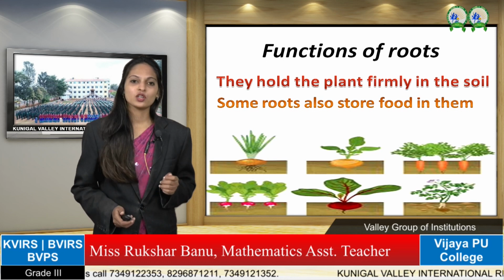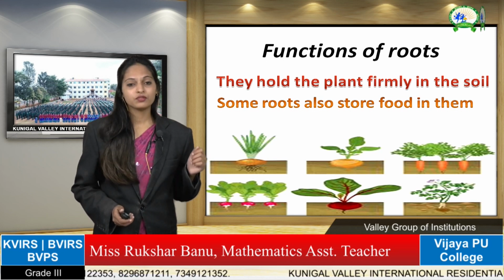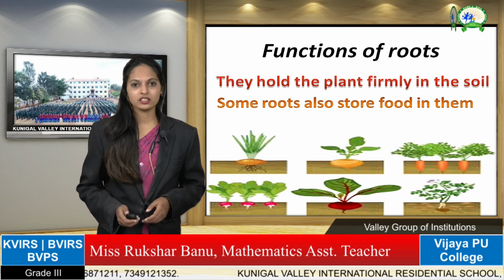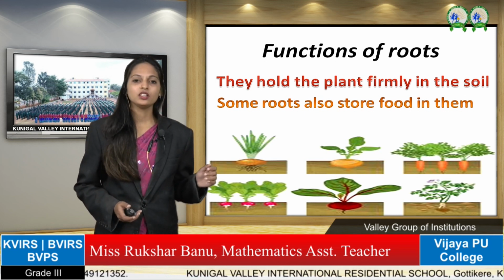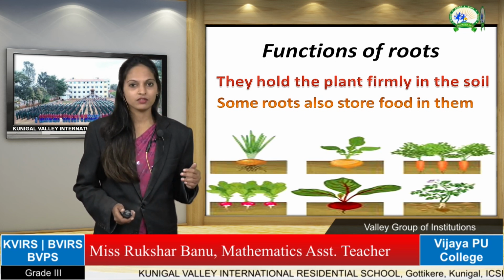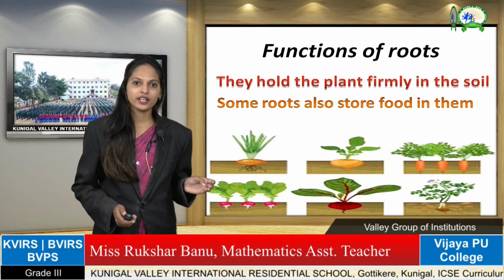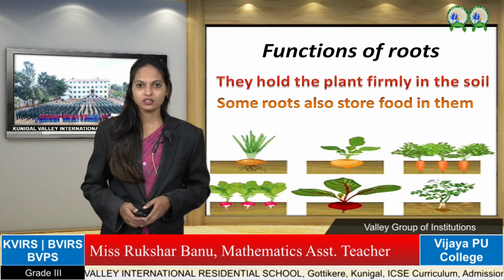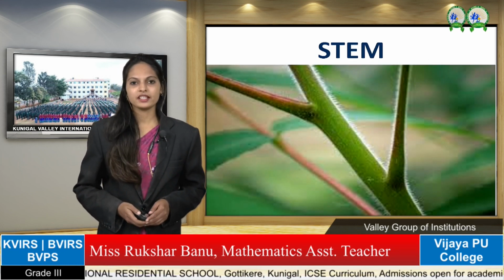Okay, and some plants also stored food in them. Is it clear, children? Okay, so we have learned about parts of plants, types of roots, that is taproot and fibrous root. Is it clear, children? Next one is, the next main part is stem.